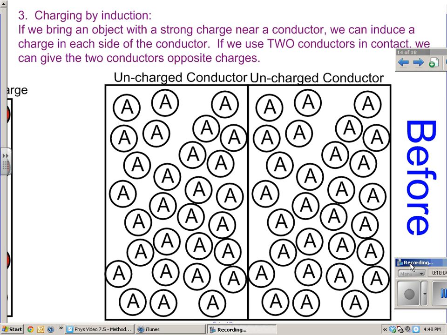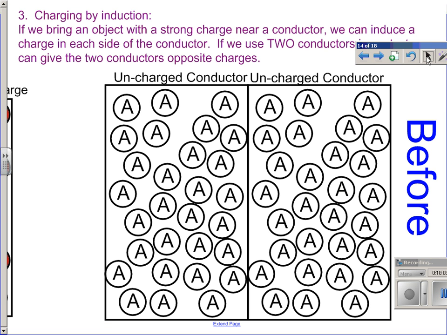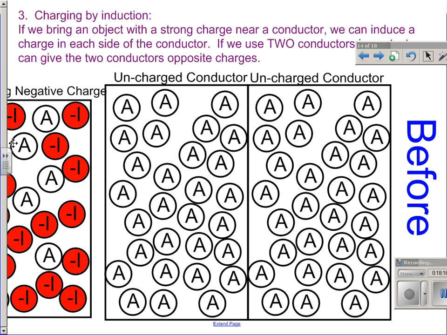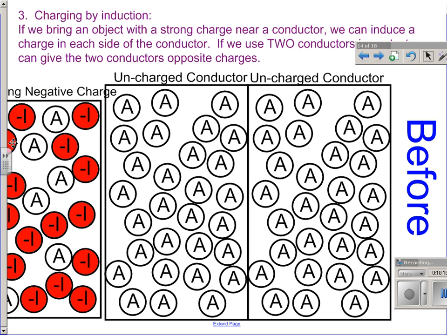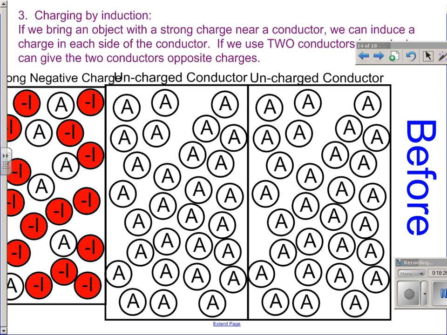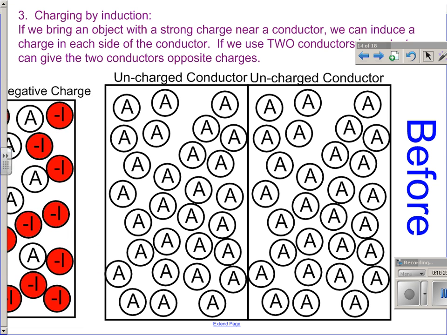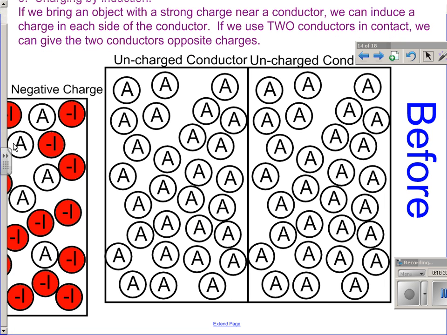There's no ions here. Everything is uncharged. But it turns out that because they're conductors, remember, those electrons are happy to move around, right? So if I take a really strong charge, here we've got a really strong negative charge. You can't see it off on the side of the screen over here. It says strong negative charge. Notice it's not quite touching. I did not bring the negative charge over and touch it. I brought it near. So it's worth noting that it is not touching.